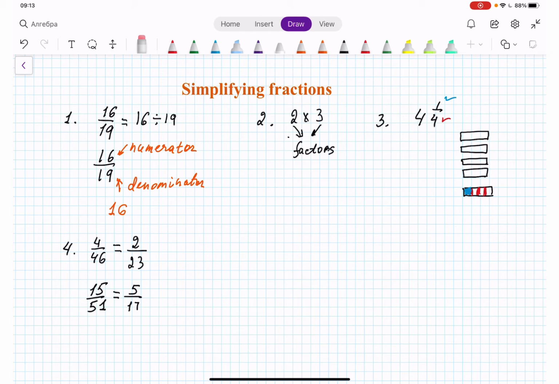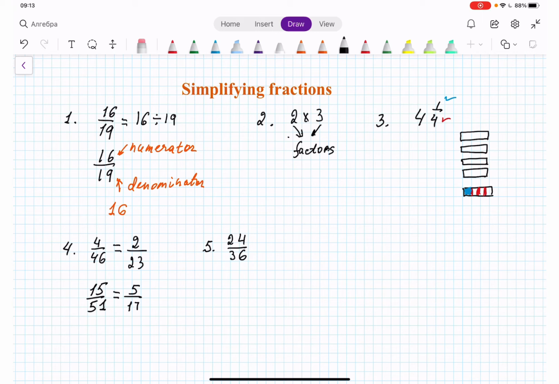Question number 5. So we need to simplify another one. Very good. Simplification is a good topic to practice because a lot of students are sometimes having trouble. 24 over 36. A more interesting case.